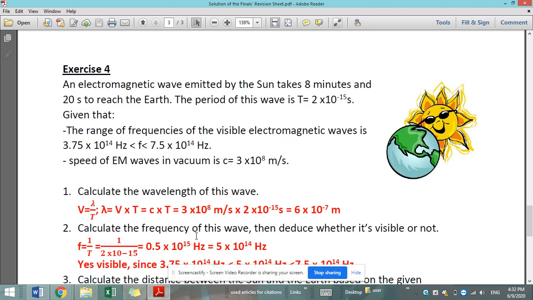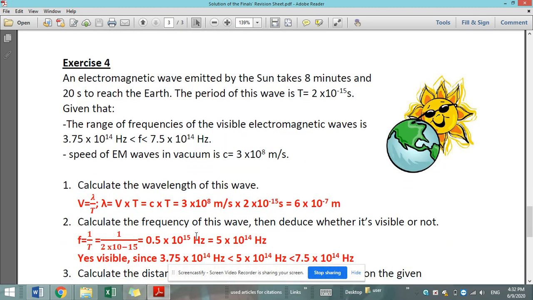Finally, for exercise 4, which is about electromagnetic waves, we are given that an electromagnetic wave emitted by the sun takes 8 minutes and 20 seconds to reach the earth. So the period of this wave is given also to be 2 times 10 power minus 15 seconds.